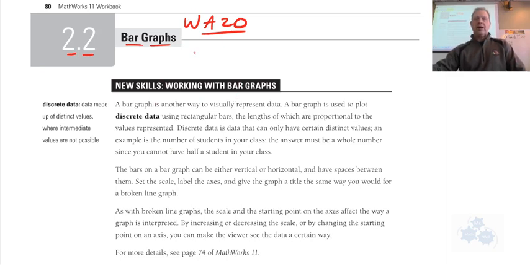A bar graph is another way to visually represent data. So a bar graph, we are visually representing data. A bar graph is used to plot discrete data using rectangular bars, the lengths of which are proportional to the values represented. Okay, so what is discrete data? That's kind of a strange word, maybe one that you don't know the meaning of, so let's take a look. They have this defined on the side. Discrete data: it's data made up of distinct values where intermediate values are not possible.